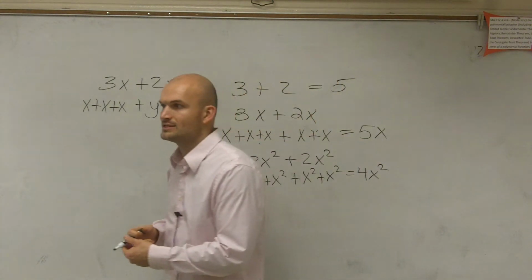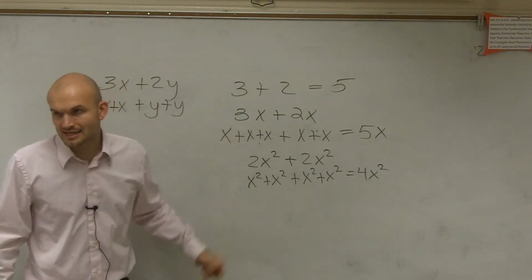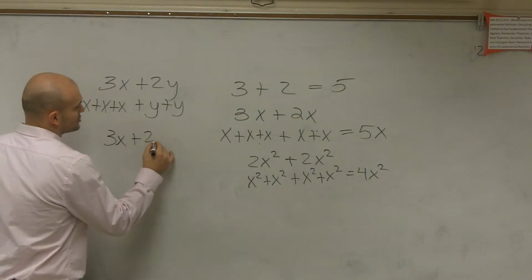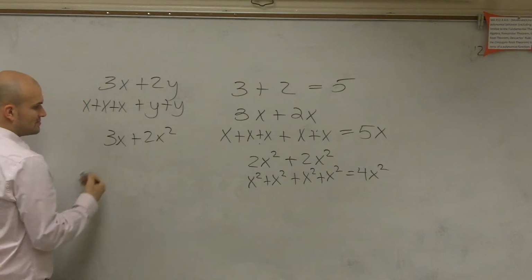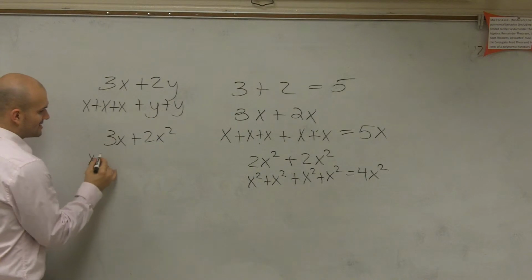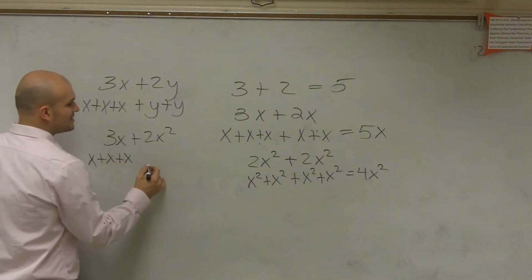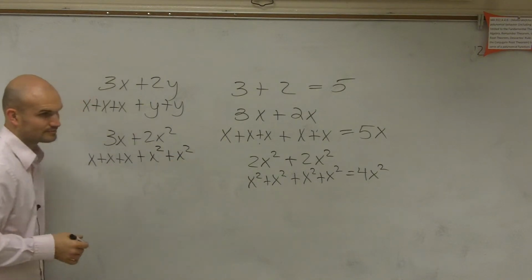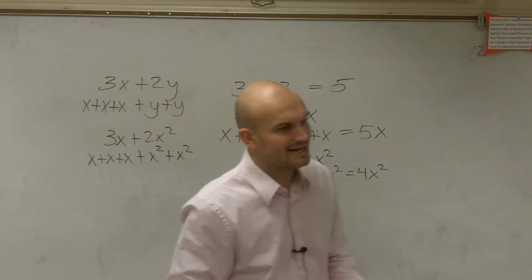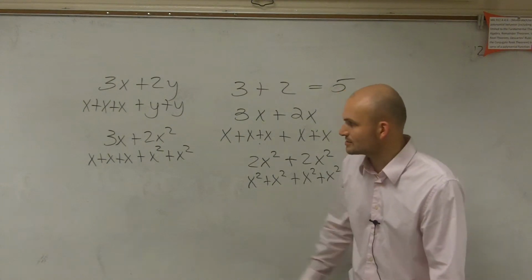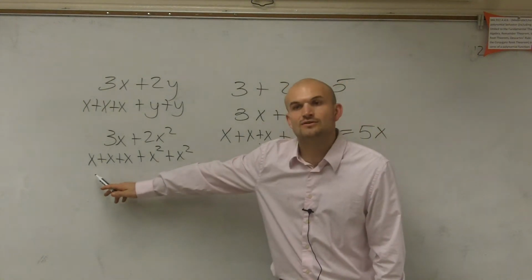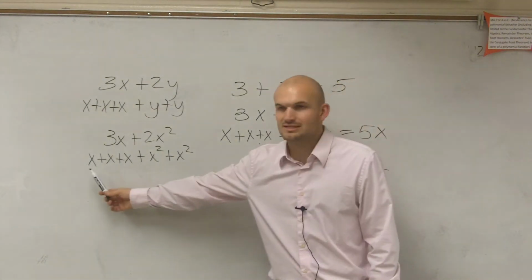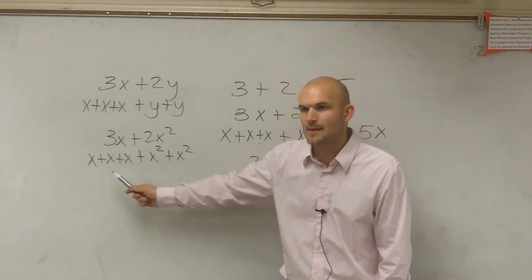Now let's get into the point of, what about if it's x's and x squareds? So if I did 3x plus 2x squared, well, the x's mean x plus x plus x, and this represents plus x squared plus x squared. Now, when we're talking about adding like terms, they have to have the same variable factors. The factors of this are just x and 1. But the factors of this are x times x. And what you notice is these are not the same terms. These cannot be written the same.